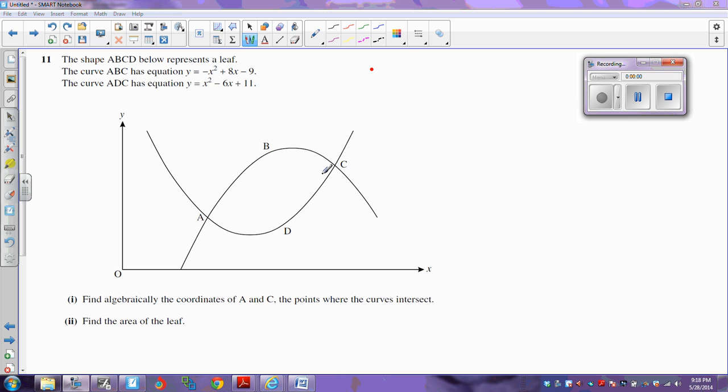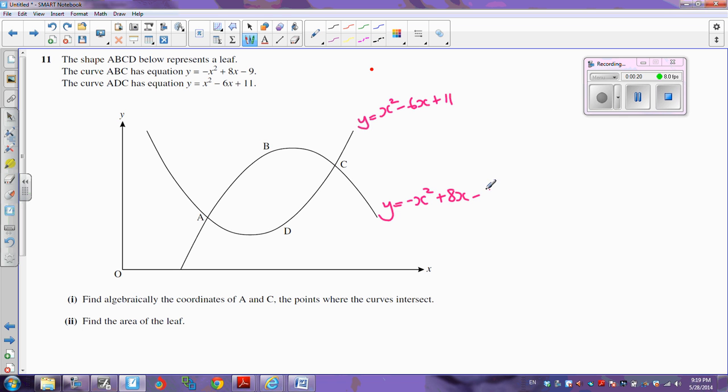We have two quadratic curves. It's important to realise which one's which here. This one is our happy parabola where the x squared term is positive. So this one here is y equals x squared minus 6x plus 11. And this one here is a sad parabola, so it's y equals minus x squared plus 8x minus 9.